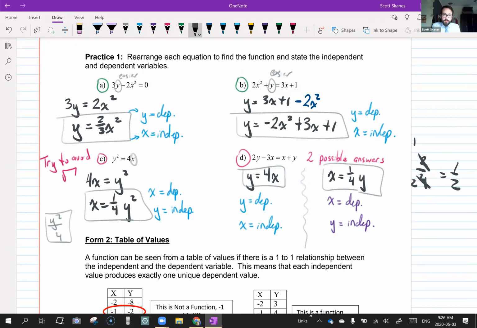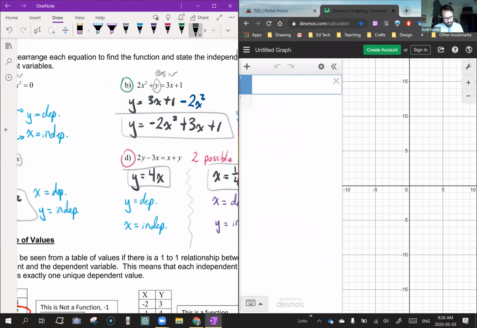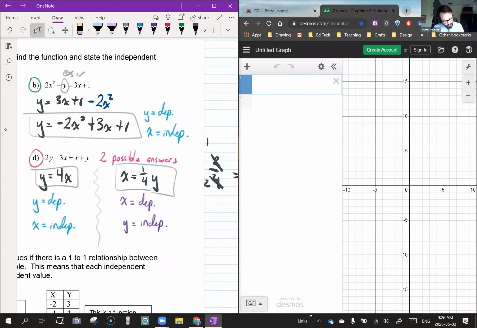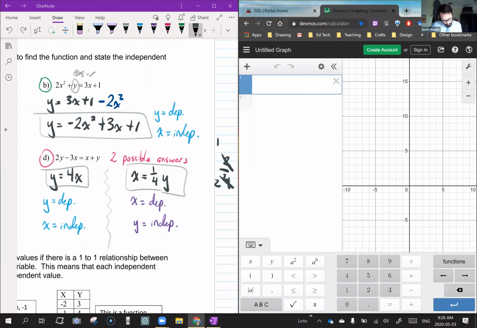Okie doke. So I'm going to move on to table of values, just to see how functions work. Actually, before I do that, I want to do something else. I just want to quickly graph this so you see what I'm talking about. So let's graph this function right here on Desmos, okay? I want to have negative 2x squared plus 3x plus 1.